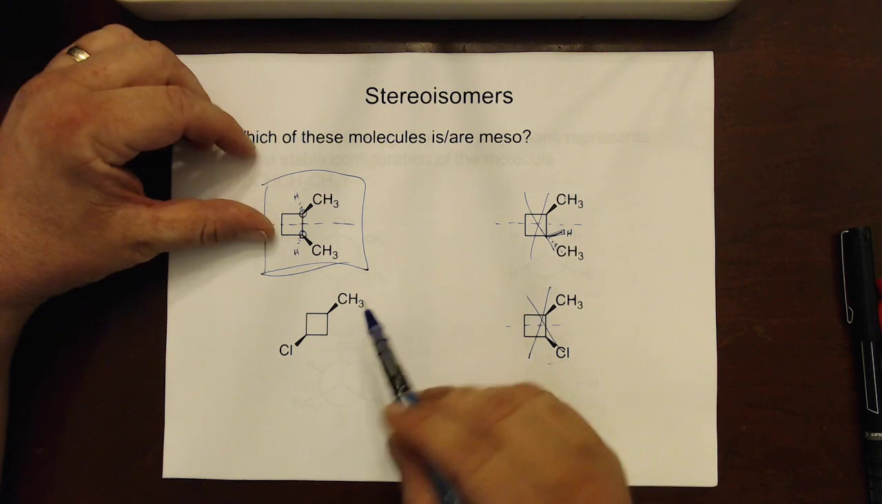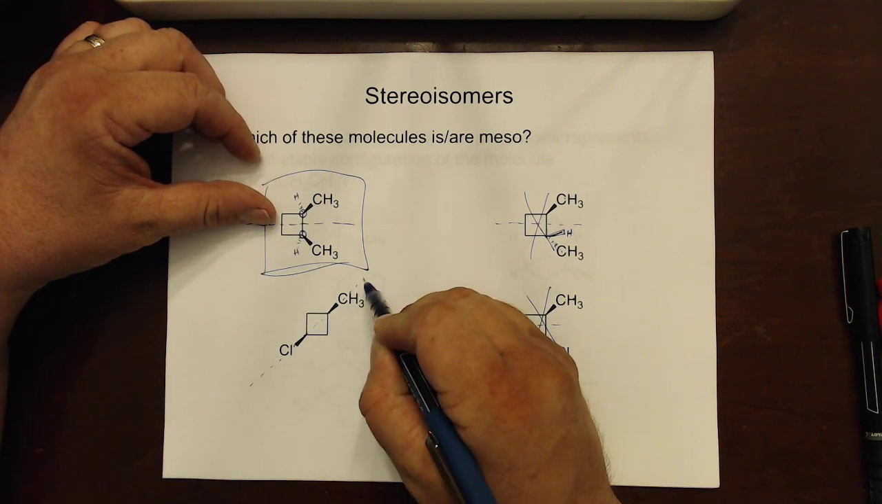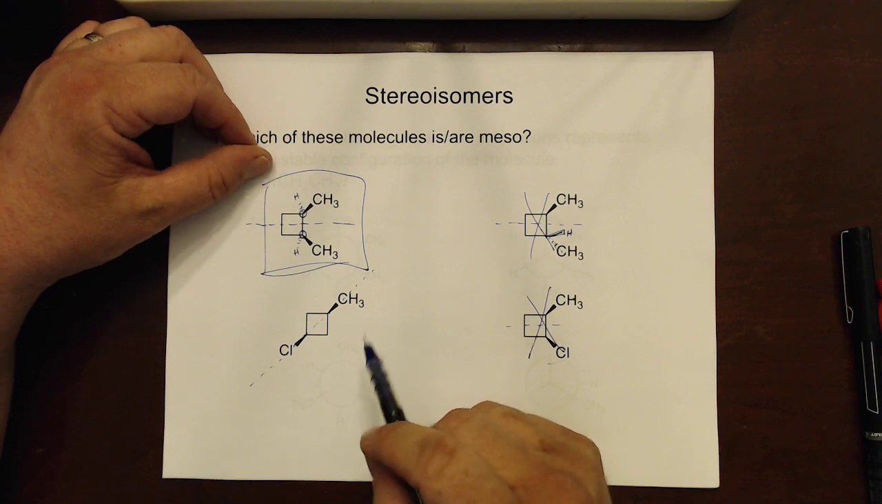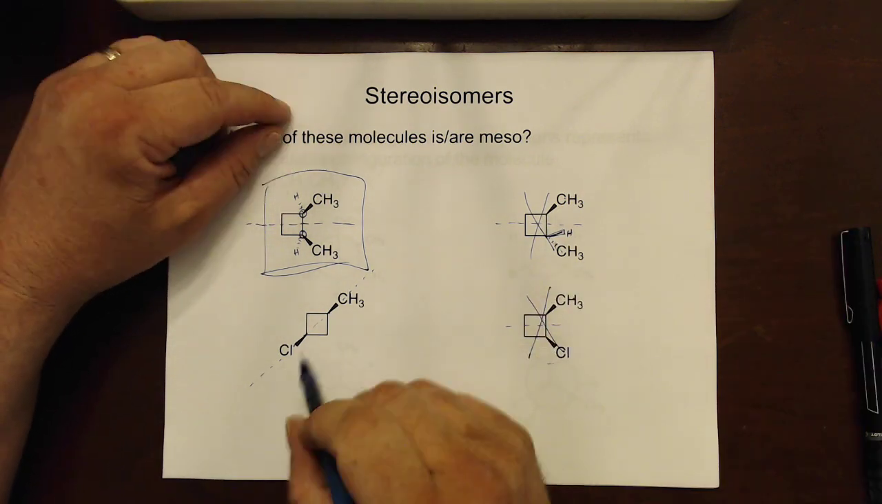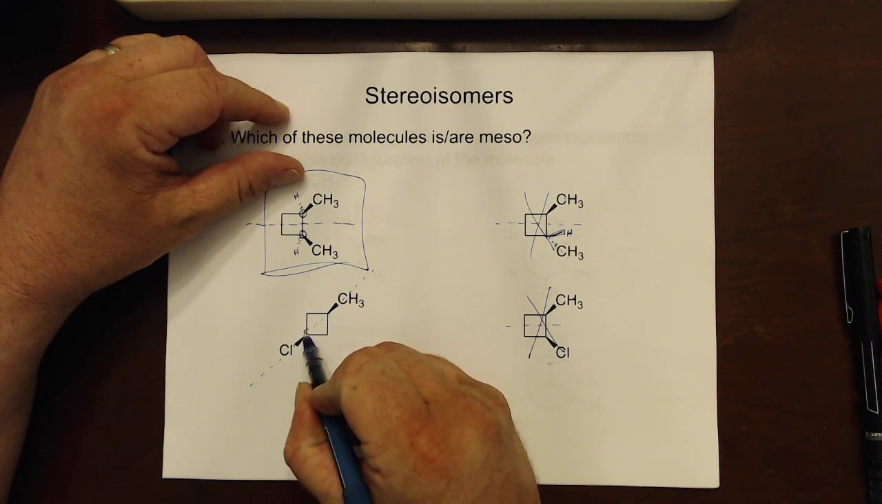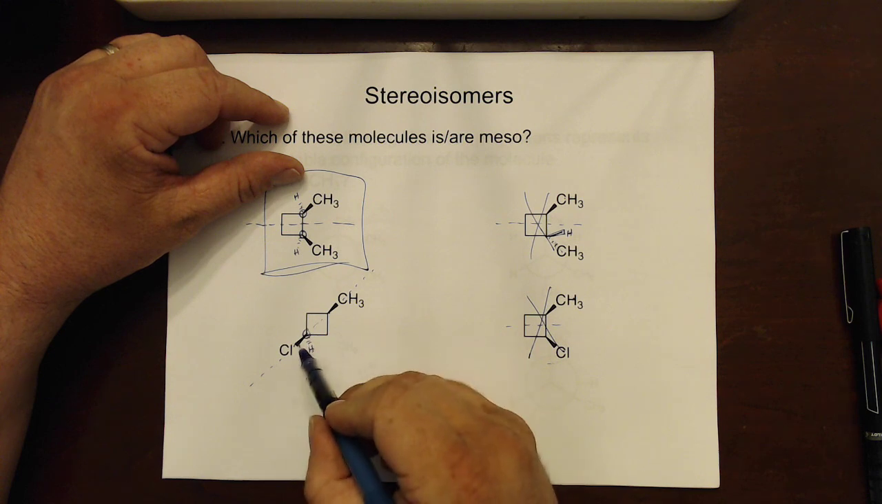Now this one is interesting because you can slice this molecule like this to get a plane of symmetry. However, it's not meso, and you're like, wait, what? There's no chiral center here. Well, think about this. If there'd be a hydrogen here, right?